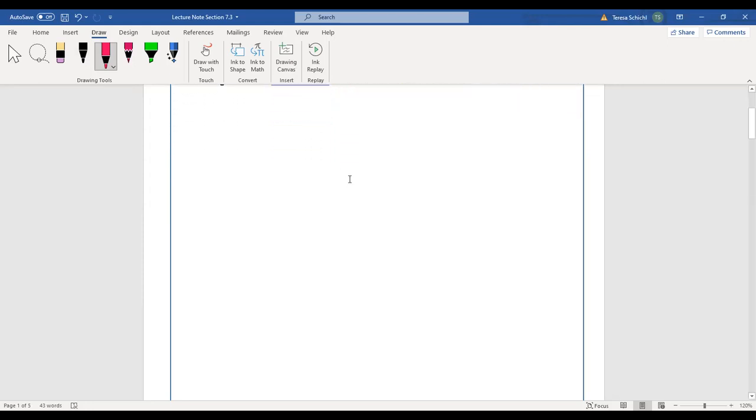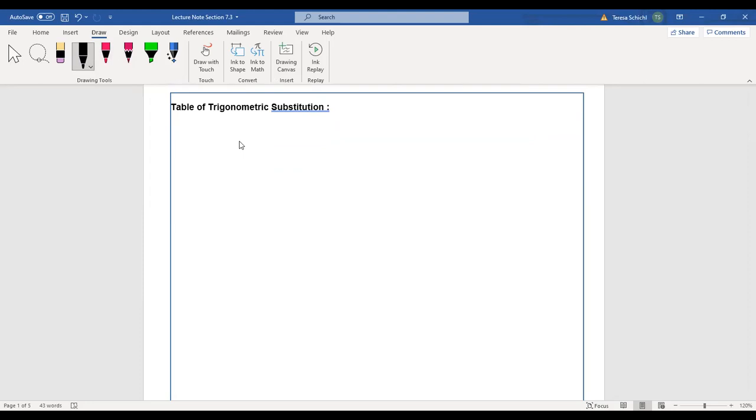Okay, in here, this is a very important table. I'm going to give you the trig substitution you can use. The first one here, I want to put the integrand.